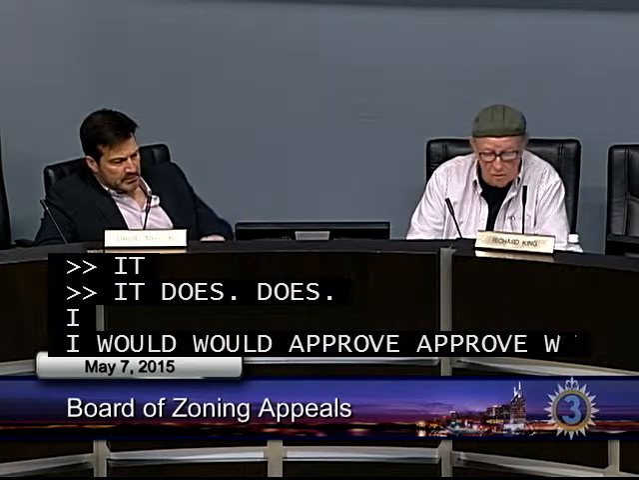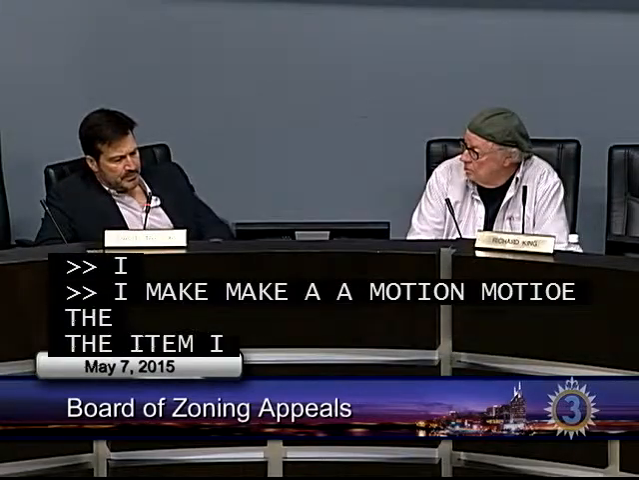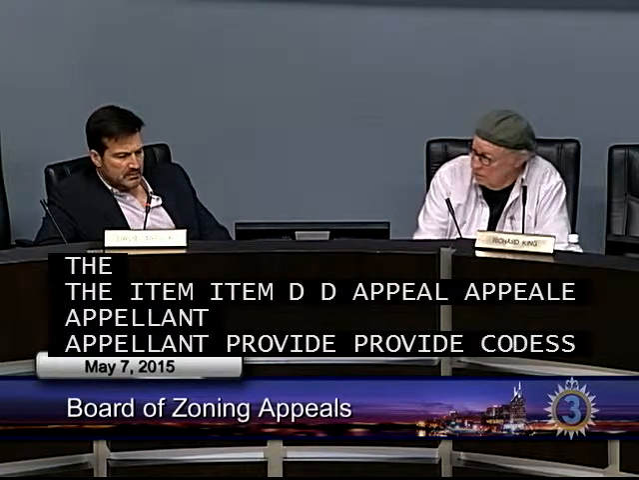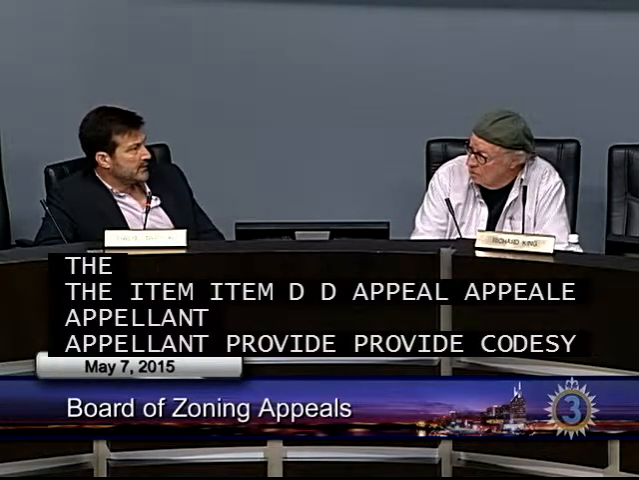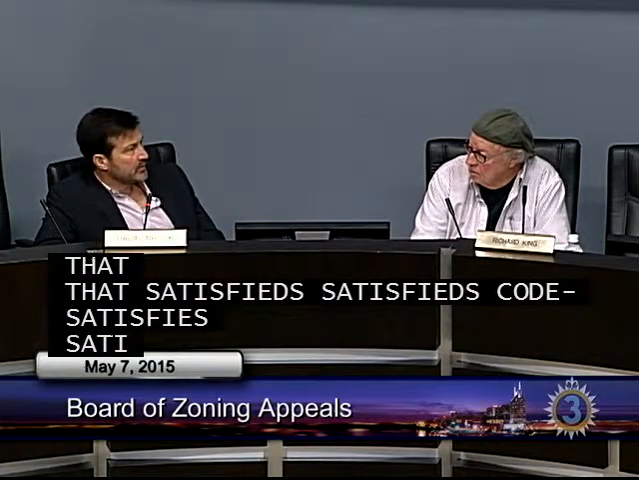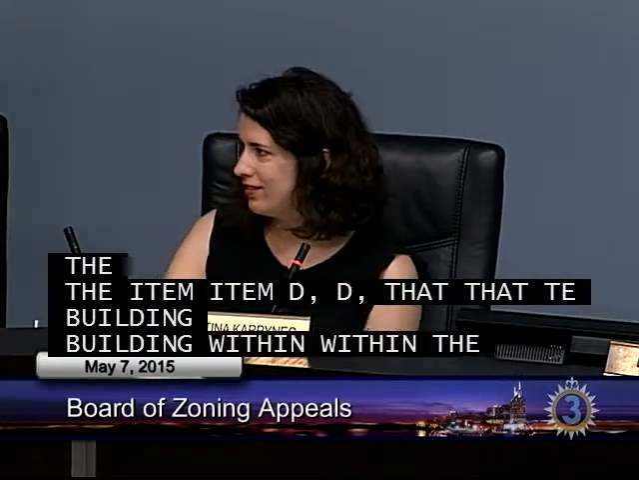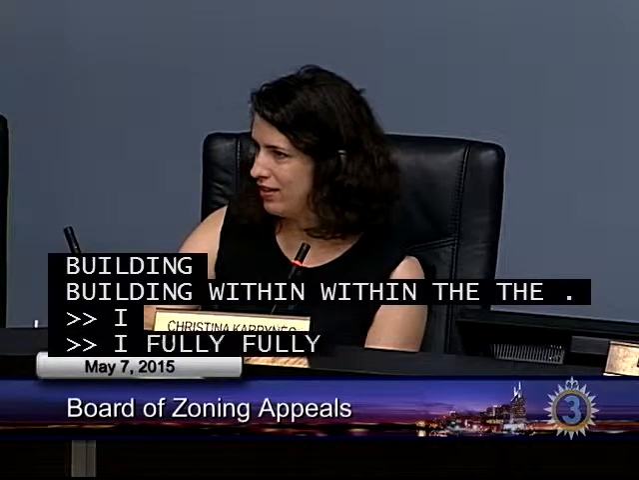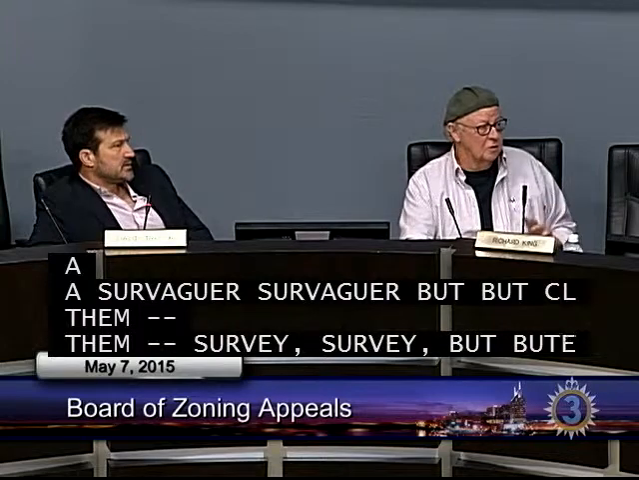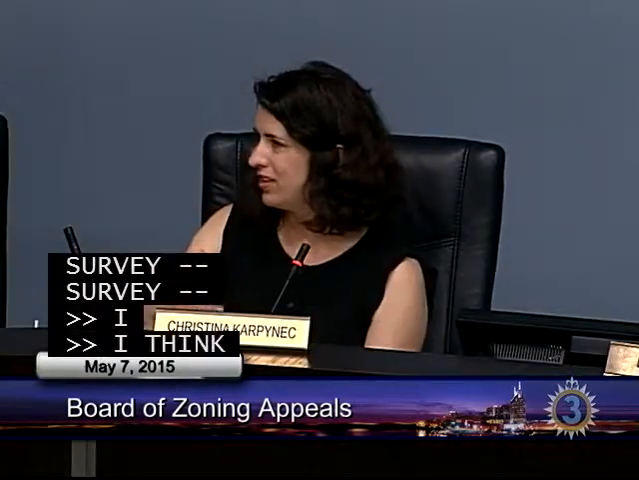I would approve it with that condition. Well, then I'll make a motion that we approve the item D appeal, provided that the appellant provide codes a survey that satisfies codes that they are not requiring anything other than the item D, that they are building within the legal framework they're allowed to build. I fully agree they need a survey, but can we tell them they have to get a survey legally? I think we're saying that they have to provide evidence to codes that satisfies codes. But we have the authority to order them to have a survey?